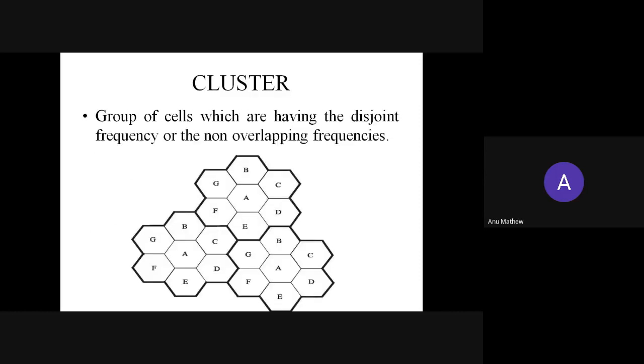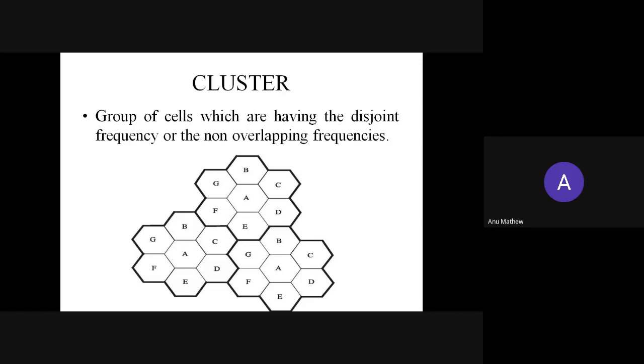Before going to frequency reuse, we will see what a cluster is. A group of cells which have disjoint frequencies, or non-overlapping frequencies, is known as a cluster.